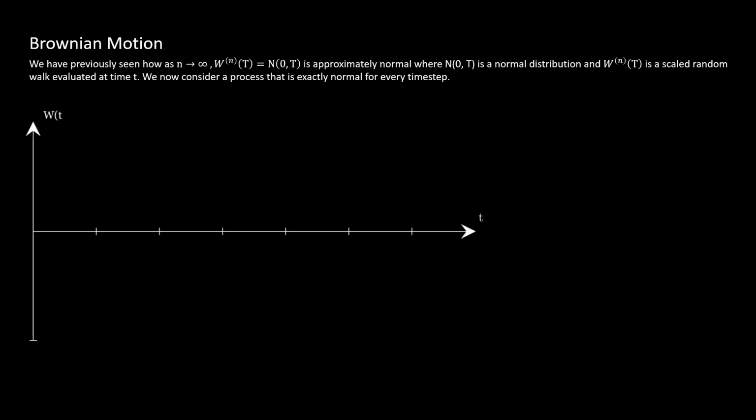We have previously seen that as n goes to infinity, our scaled random walk becomes approximately normal. What if, instead of just approximately normal, we consider a process that is exactly normal at every time step? This is what a Brownian motion is. Its path looks like this. As we can see, this looks very like a stock price.